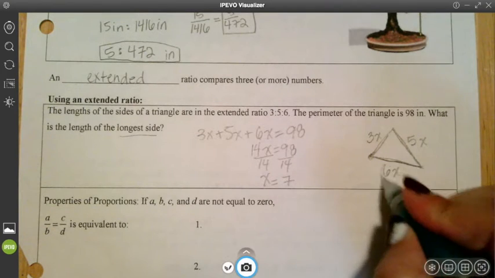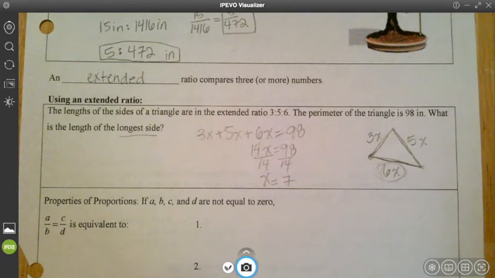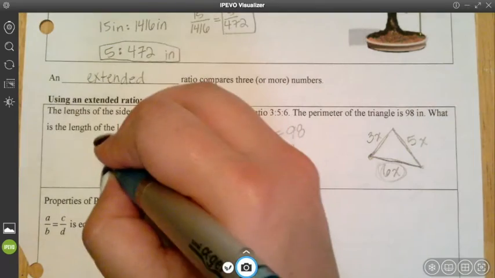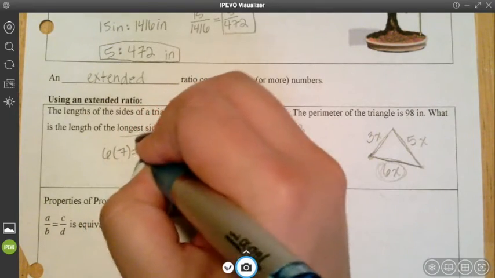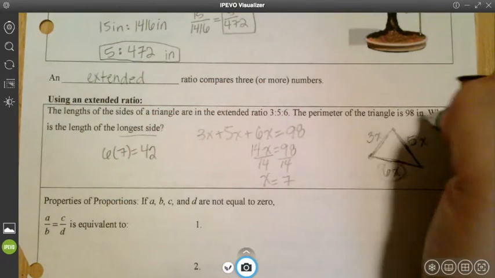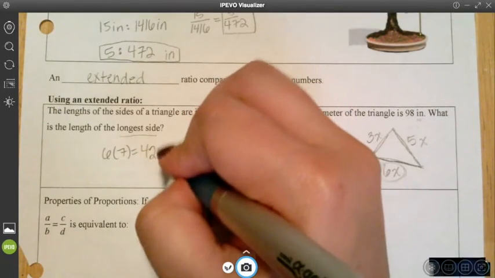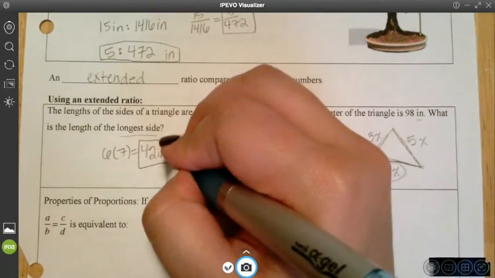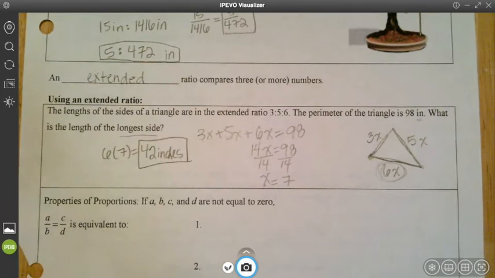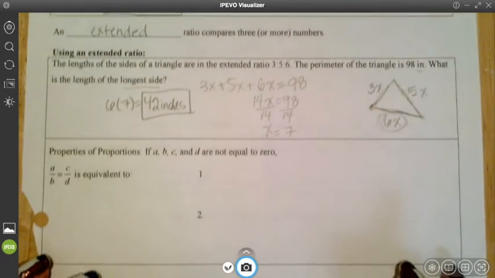Well, our longest side is going to be the one with the highest ratio value, so that's going to be 6x. 6 times 7 is 42, and our unit here is inches. Inches. Let's look at the next one.